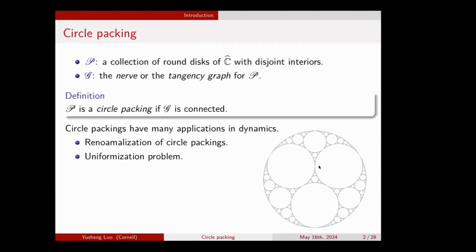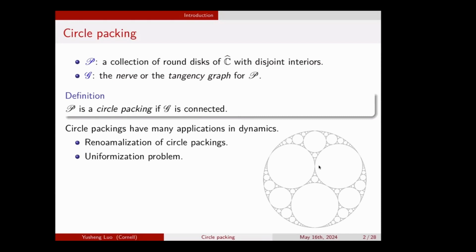So we study a collection of round disks on the Riemann sphere with disjoint interiors, and then one can associate a combinatorial object called the nerve or the tangency graph for this collection. You can construct this nerve by associating a vertex to each round disk, and you connect two vertices if the corresponding two disks intersect on their boundary.